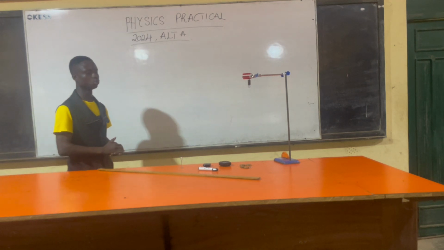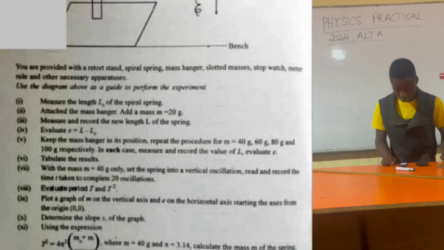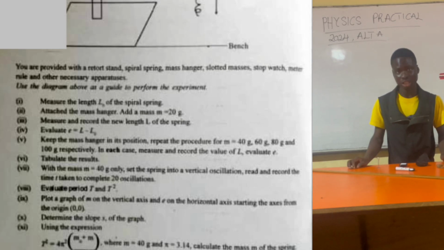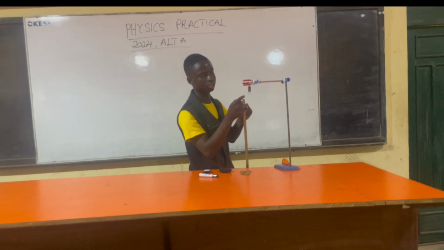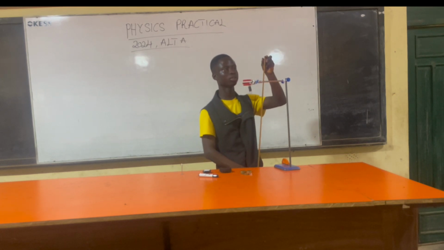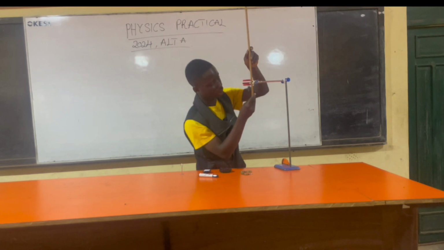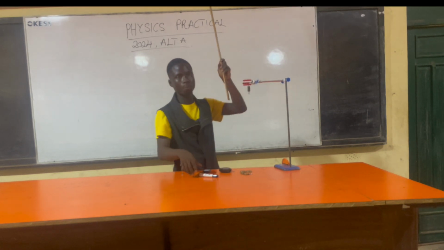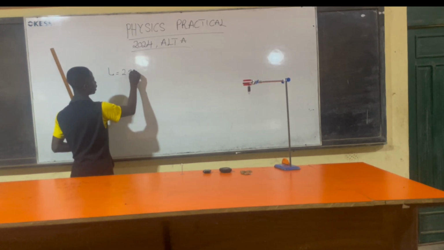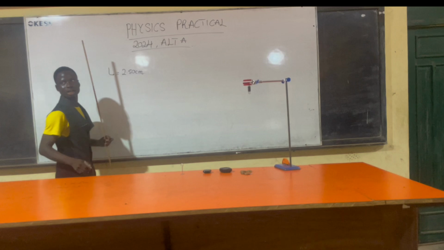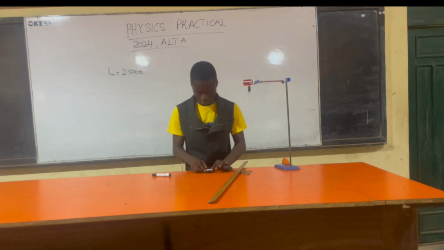So what we need to do is to follow the instructions as stated in the question. From the question, we have to measure the length L0 of the spiral spring. Take our meter rule and measure the length of our spiral spring. From here it is 2.50 centimeters as our L0. That's the value of our L0.